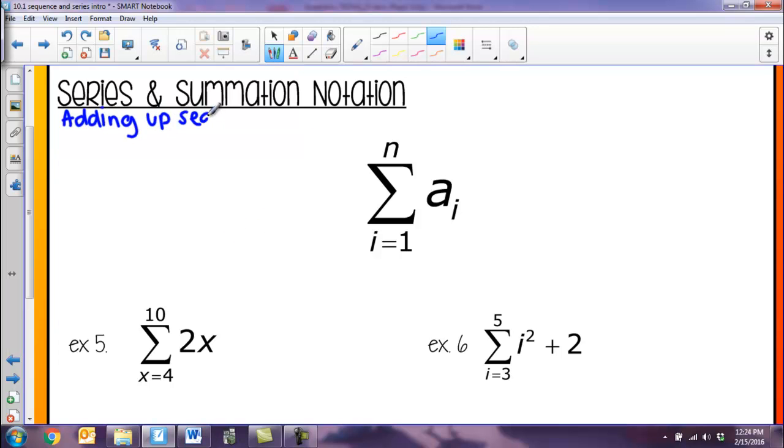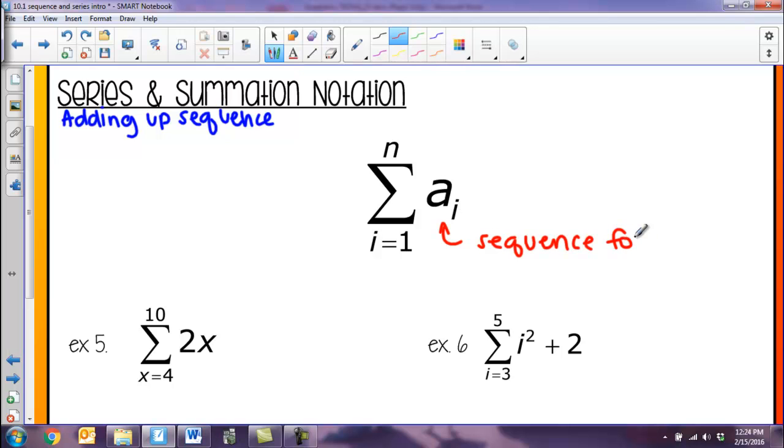And summation notation is something we use to help ourselves out and make this a little bit easier for us to write down, because mathematicians are lazy. So this is a sigma, the big weird looking S. It's a capital sigma, a Greek letter. Your a sub i is just like a sub n. So this is a sequence, and this is the formula for this sequence.